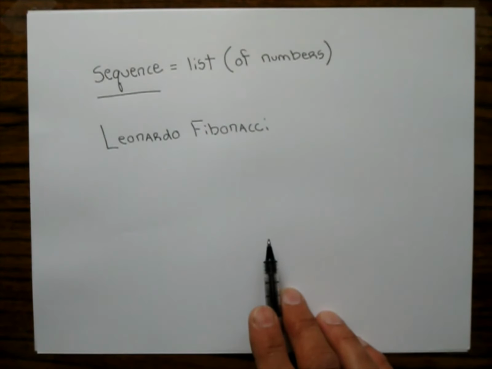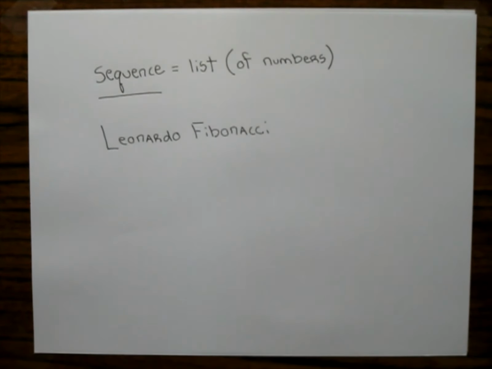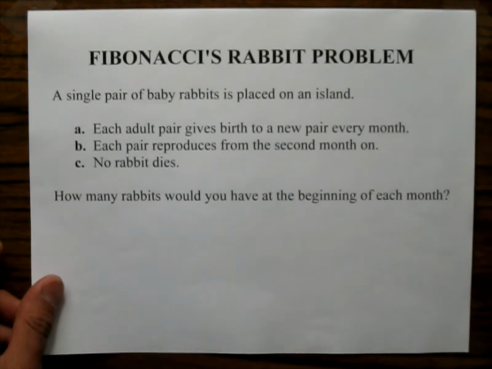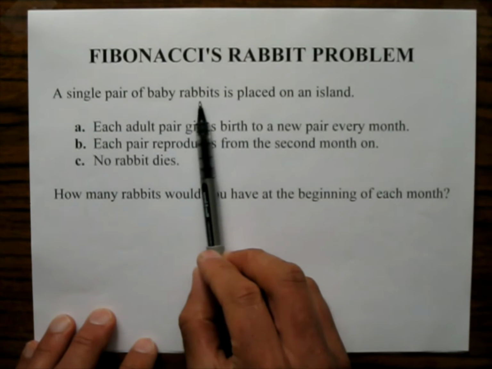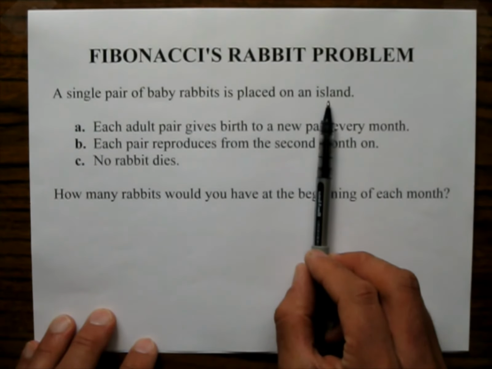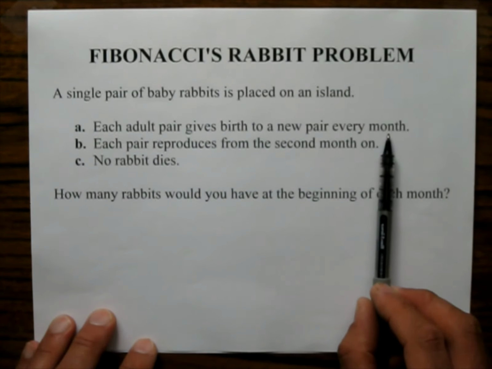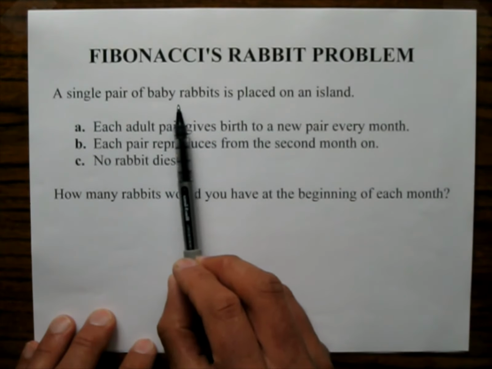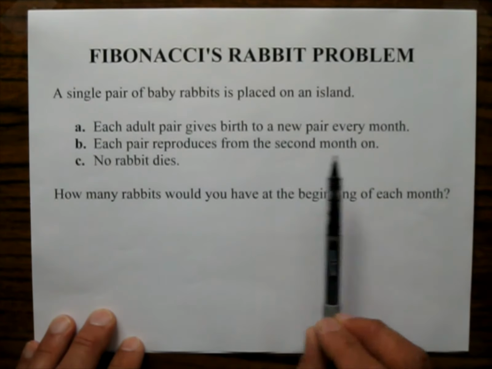So Fibonacci has a rabbit problem that he posed. Let's talk about Fibonacci's rabbit problem. A single pair of baby rabbits is placed on an island. Each adult pair gives birth to a new pair every month. So I take it these pair of baby rabbits, one was a male, one was a female. Each pair reproduces from the second month on, and no rabbit dies.